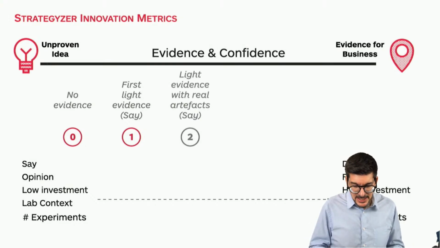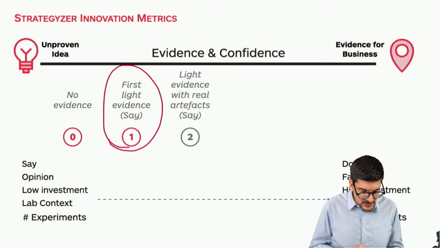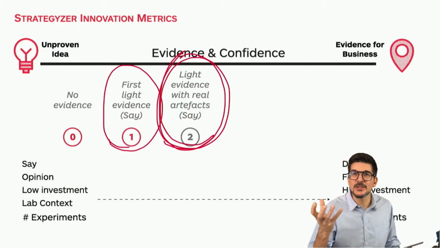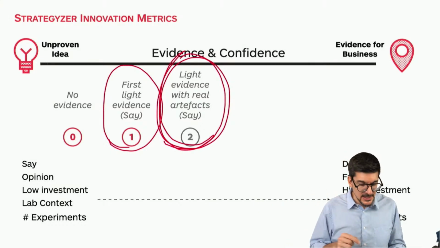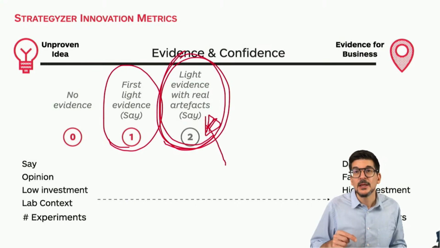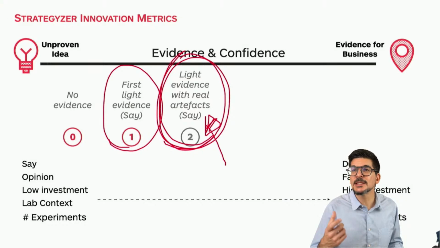So level 2 evidence is when you've showed them, remember the mashup with Tesla? They actually bought a Lotus Elise, they turned it into something that customers could see. That is light evidence with a real artifact. Potential customers still say if they like it or not, but they can see it.